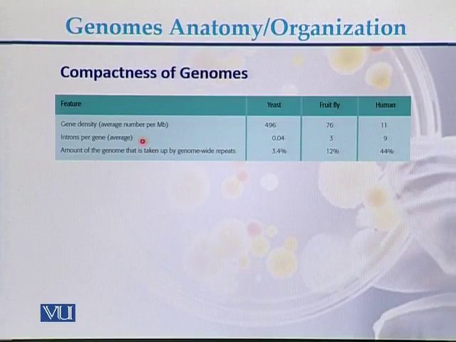Same is the case for introns per gene. In case of yeast, there is a low frequency of introns. In case of fruit fly, there are 3 introns per gene, while in case of humans, there are 11 introns per gene. And this is the comparison of the amount of genome: 3.4%, 12%, and 44% of the genome consist of genome-wide repeats, or we can say the repeated DNA sequences.